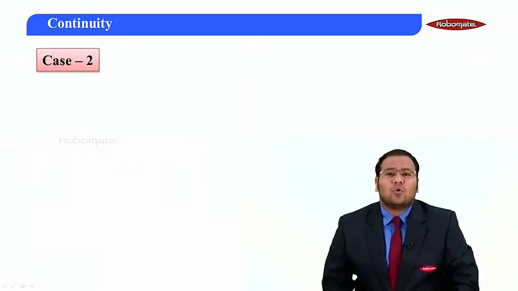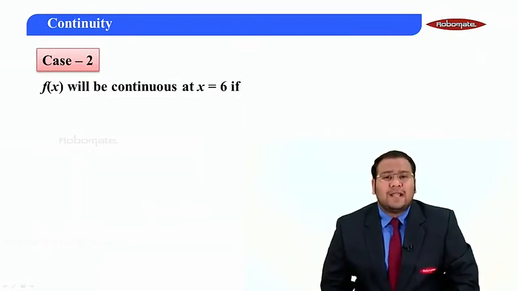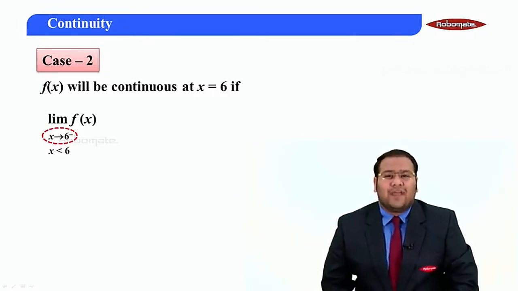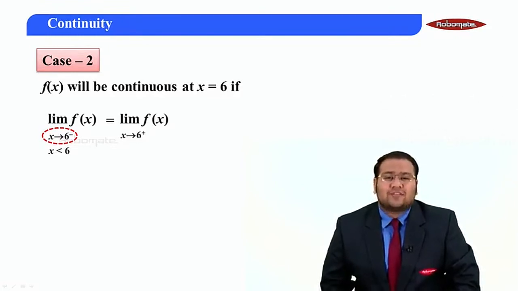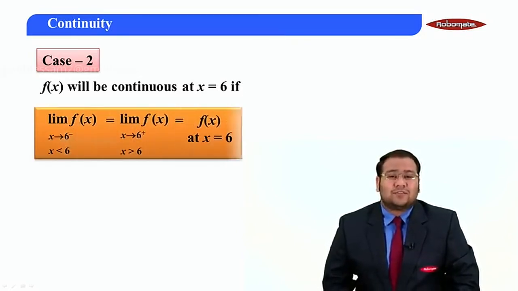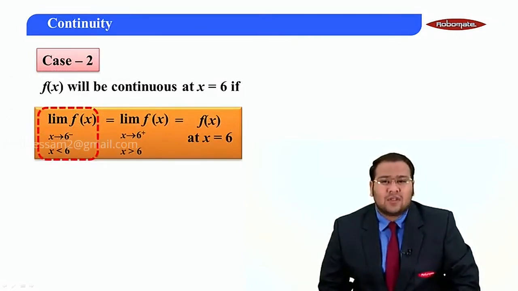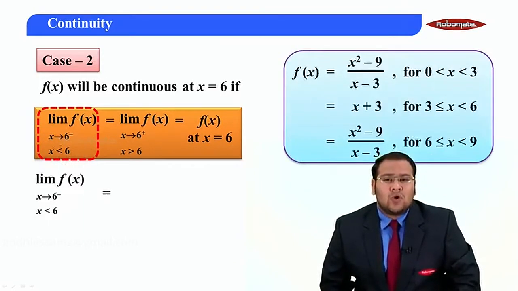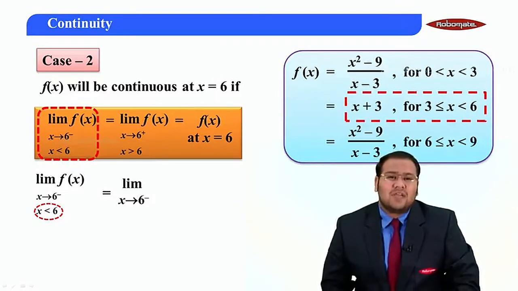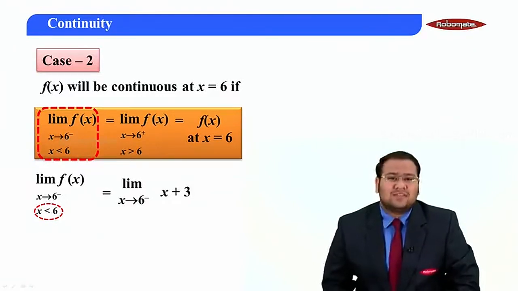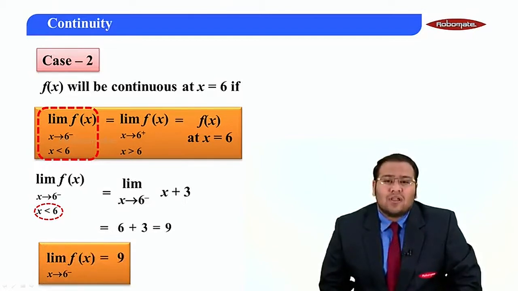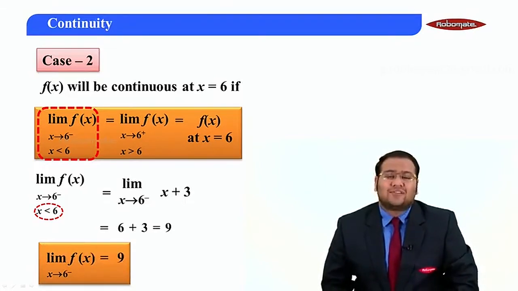Now, moving ahead with case 2. f(x) will be continuous at the point x equal to 6 if the limit as x tends to 6 minus of f(x) is equal to the limit as x tends to 6 plus of f(x), which is equal to f(x) at x equal to 6. So, moving ahead with the first case, 6 minus. From the standard equation, for x which is less than 6, the equation is x plus 3. So, in this case, the answer would be 6 plus 3, which is nothing but 9. So, the limit as x tends to 6 minus of f(x) is 9.